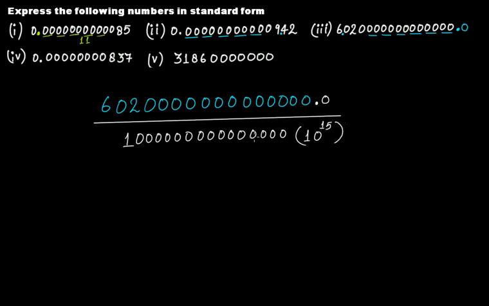It means that if I divide this number by 10 raised to the power of 15, this decimal point will reach here. But when you do so, at the same time, you have to multiply this number by 10 raised to the power of 15. Why? Just to keep this original number as it is. You should always have this number. If you are dividing this number by 10 raised to the power of 15, at the same time you have to multiply this number by 10 raised to the power of 15.